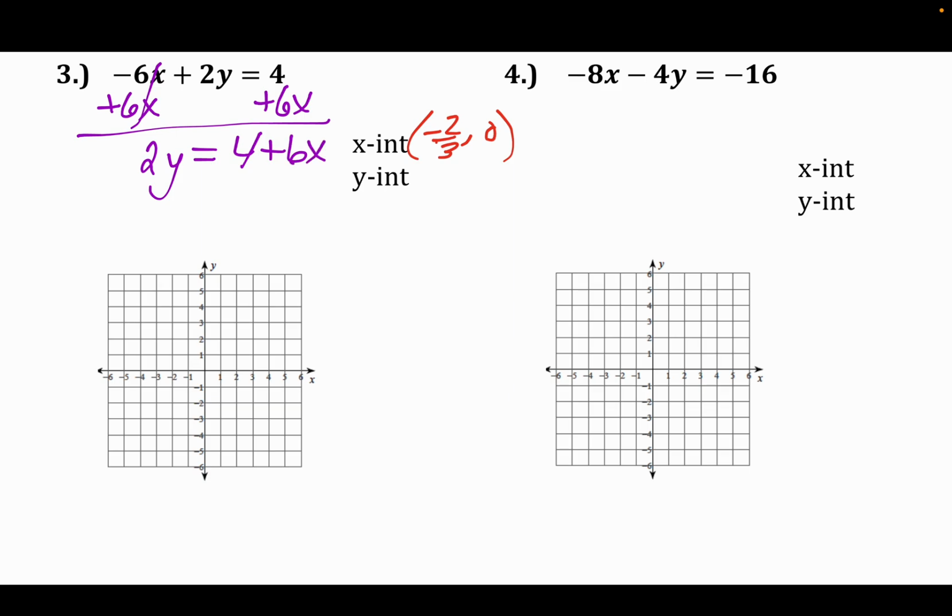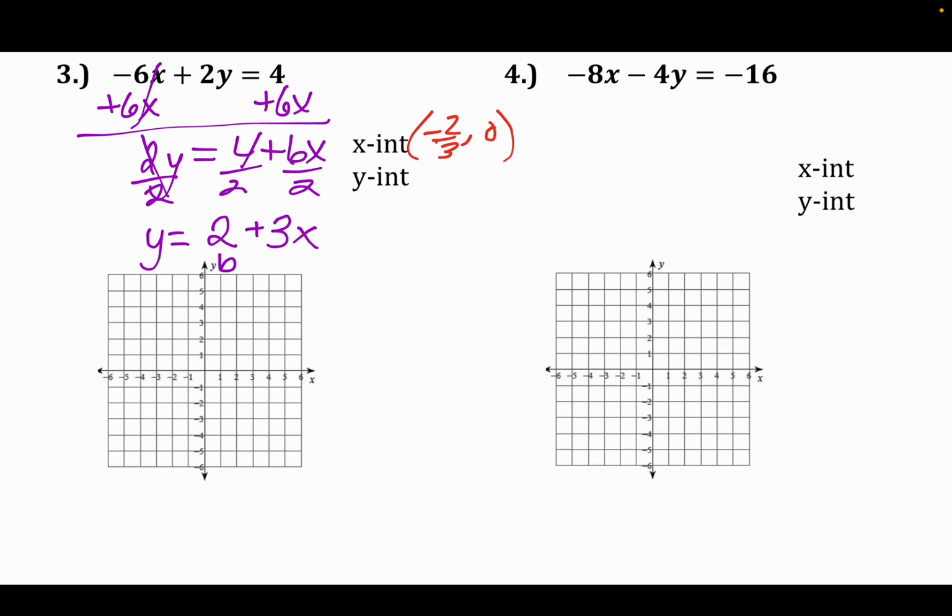I want to divide by the number that's with y. In this case, that's a 2. So divide everybody by 2. The 2's are going to cancel, and I'll make my equation. 4 divided by 2 is 2. 6 divided by 2 is a 3. Again, 3x.